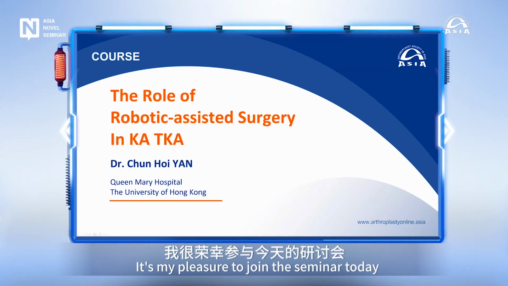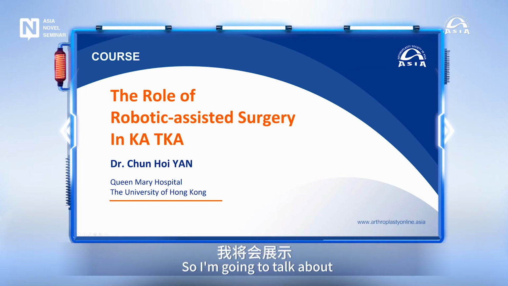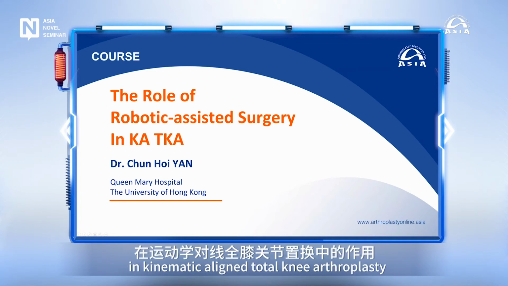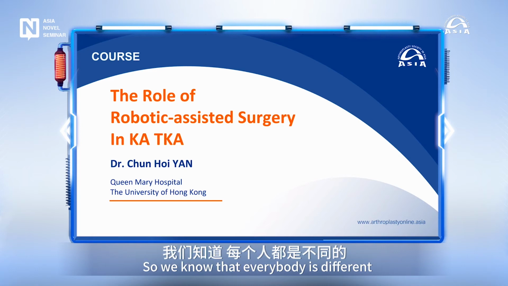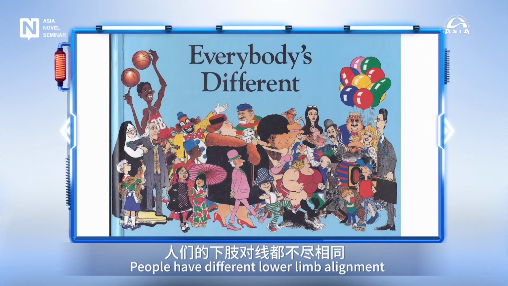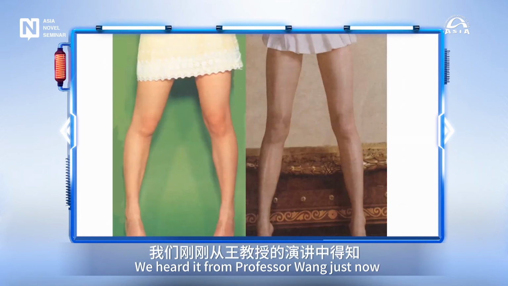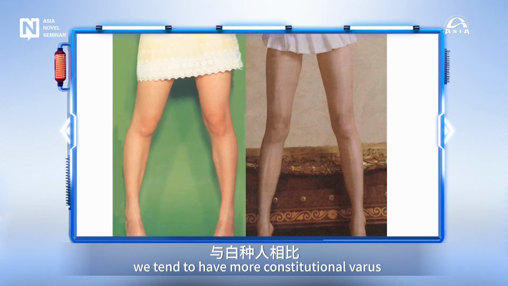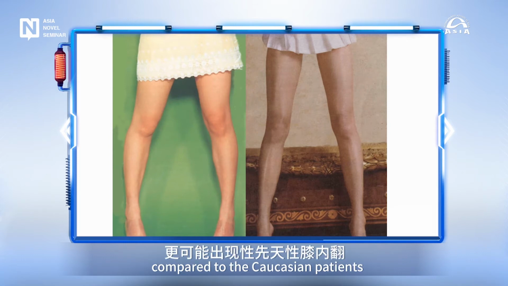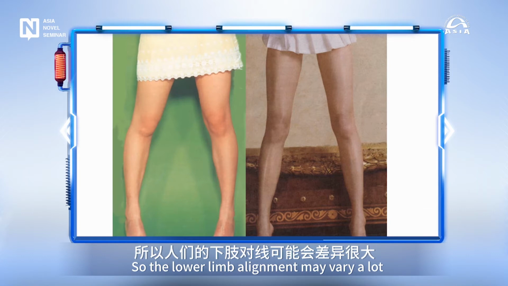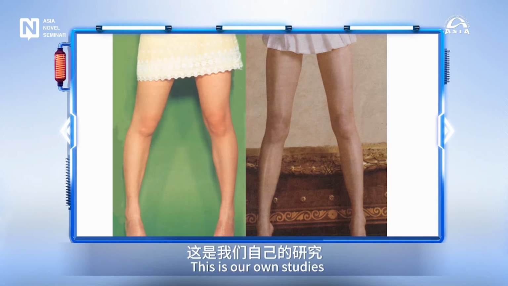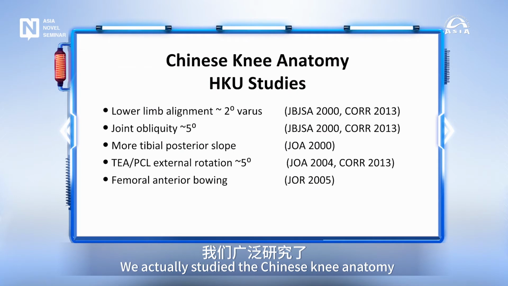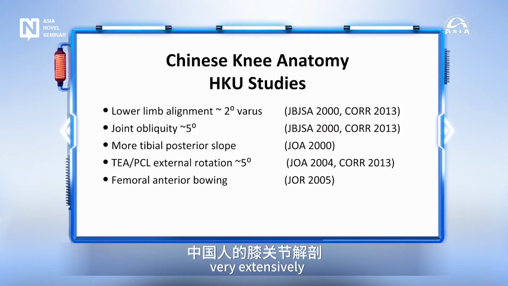It's my pleasure to join the seminar today. So I'm going to talk about the role of robotic-assisted surgery in kinematic-aligned total knee arthroplasty. So we know that everybody is different. People have different lower limb alignment. We heard it from Professor Wen just now. The Asian people, we tend to have more constitutional varus compared to the Caucasian patients. So the lower limb alignment may vary a lot. This is our own studies. We actually studied the Chinese knee anatomy very extensively.